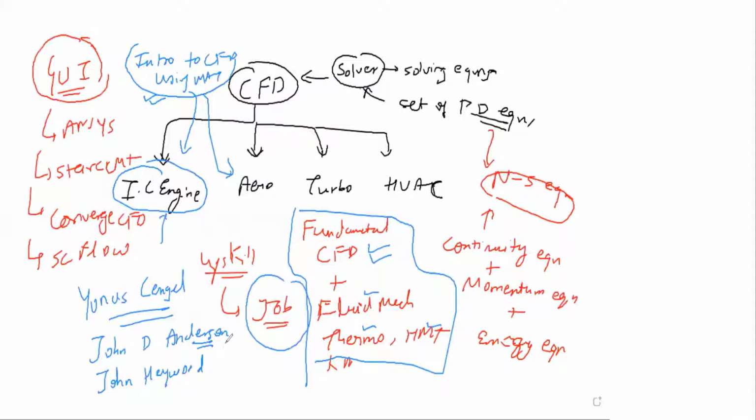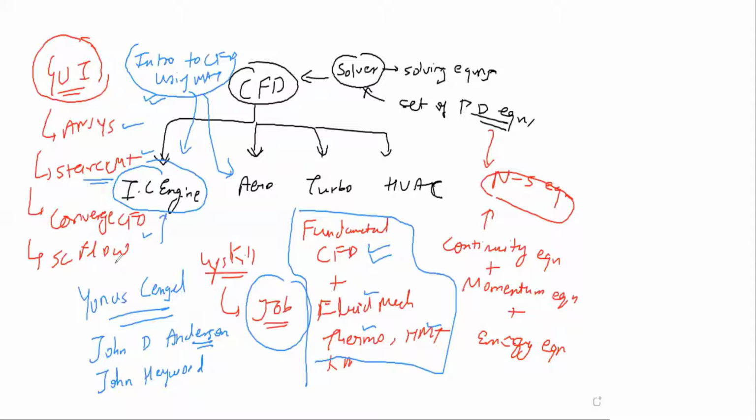Simple. Now, which software to learn? If you are too confused, if you want to start with ANSYS, start with ANSYS. If you want to start with Converge CFD, because there are a lot of courses in Converge CFD, start with Converge CFD. If you want to start with Star-CCM+, start with Star-CCM+. We had a course on Star-CCM+, but it's not there now. We have removed that. But we have ANSYS Fluent and Converge CFD, SC Flow. Start with one software and master it.